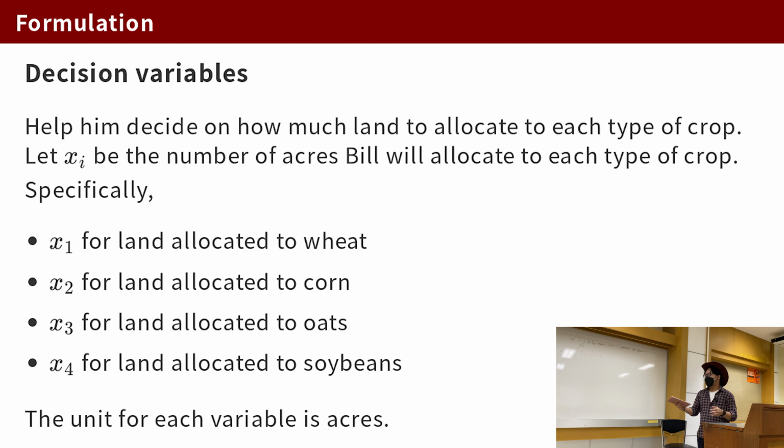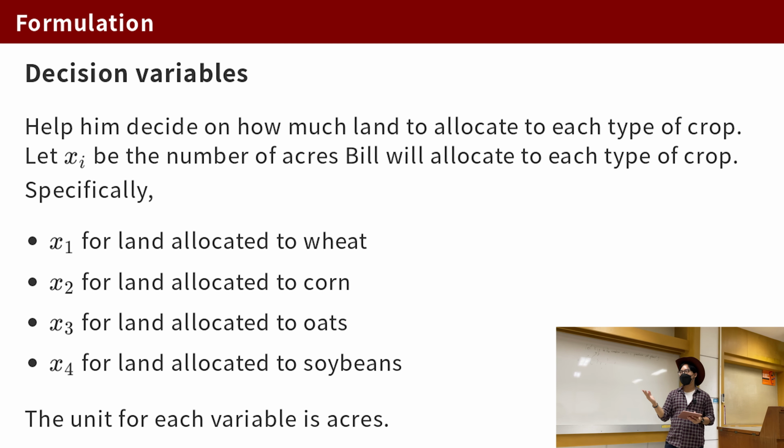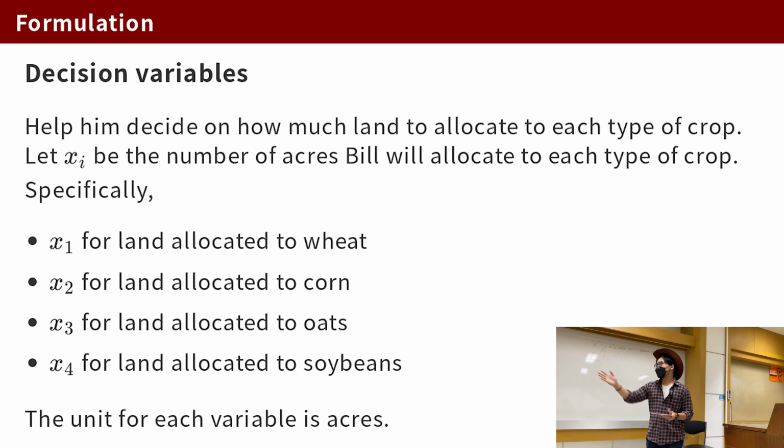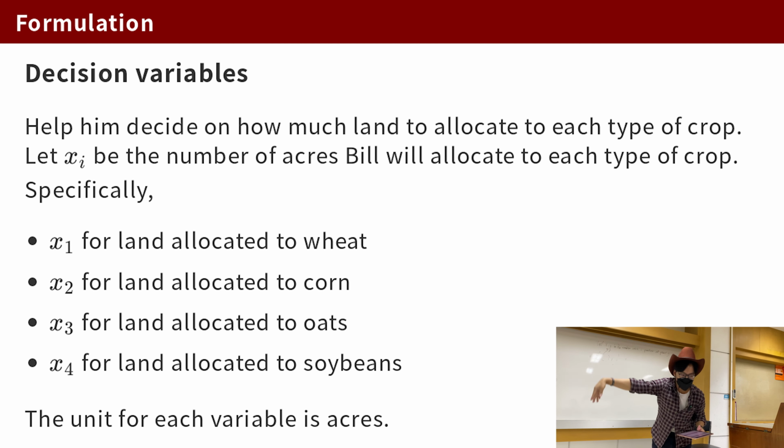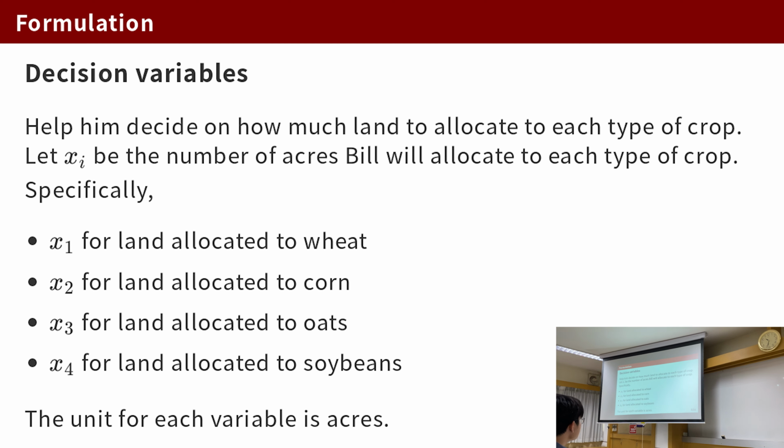So next is the formulation of the LP problem. So for this, the best way to help Bill maximize his profit is by helping him allocate or decide how much land he should allocate for each of the crop. Specifically, we let Xi be the amount of land or acres per each type of crop, and the mapping is on the slides. And the unit for each variable is in acres.